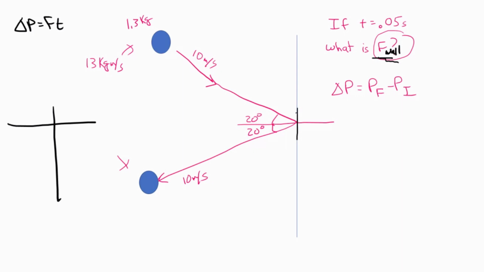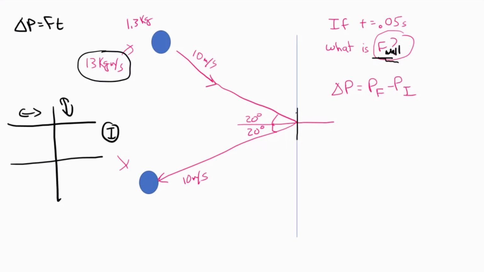And I'm going to use this same thing, but first thing we have is our initial information. Initially, I have a 1.3 kilogram ball going at 10 meters per second, so I have a total momentum of 13 kilogram meter per second. And I'm still going to break it up into its horizontal and vertical components.